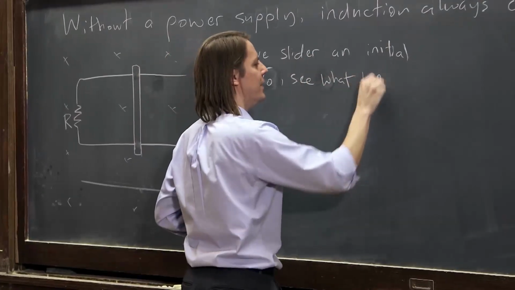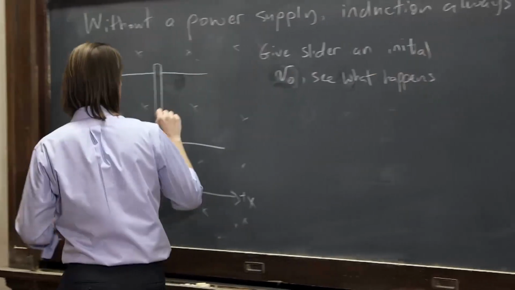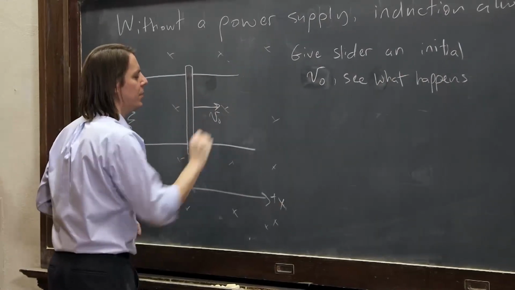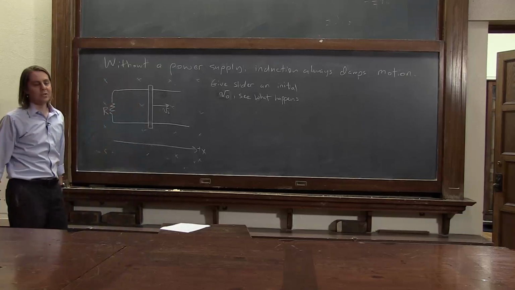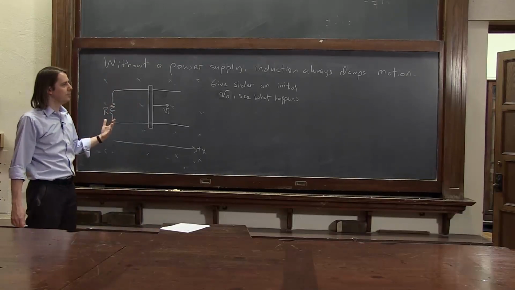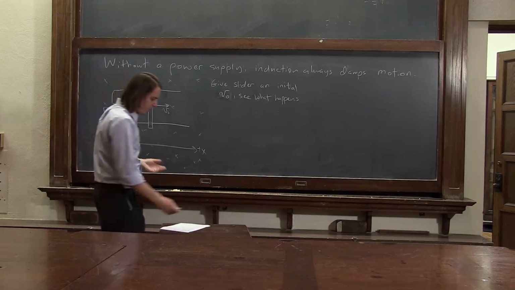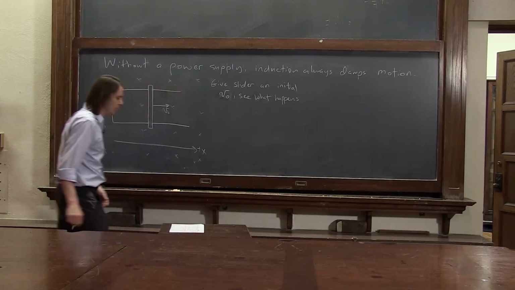I probably could have just said that. All right, so the slider is given V naught that way. And by "see what happens" I mean let's solve for the velocity as a function of time. Will it slow down? Will it speed up? Will it stay constant? Will it explode? Who knows what it will do?